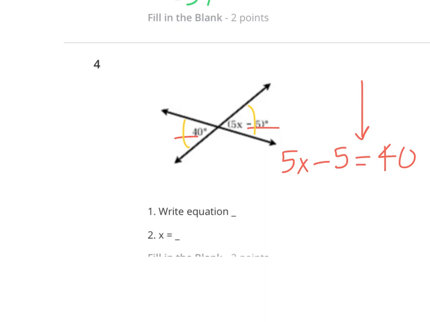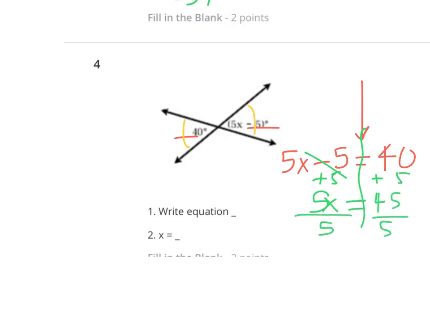All right, so add 5. 5x equals 45, divide by 5, x equals 9. And that would be 9.